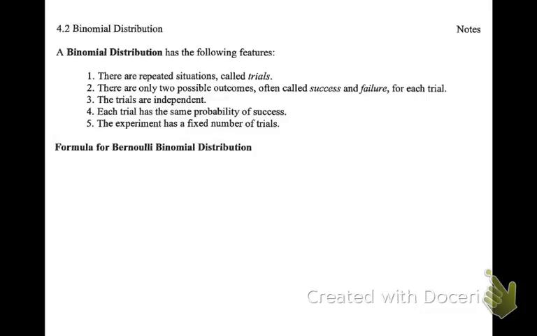A binomial distribution, otherwise known as Bernoulli, needs to have certain characteristics in order to be able to do this method. First, it needs to be repeated situations called trials. It's not just once; it's going to be a bunch of trials. There's also going to be a maximum of 2 possible outcomes, always 2 actually: success and failure. Something happens or it doesn't happen. Those are the only 2 possibilities.